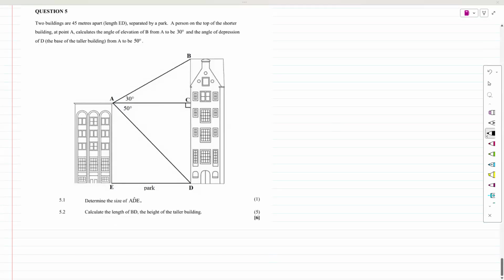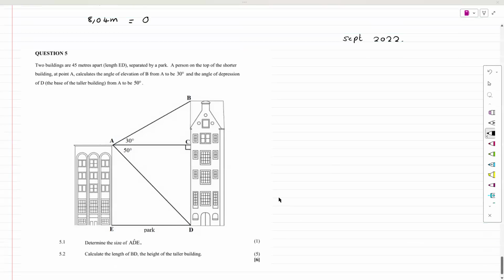Okay, the next question we go on with is from September 2022. This is a common paper. There are two buildings that are 45 meters apart, which is the length ED. So they gave us this is 45 meters. They're separated by a park. That's fine. A person is standing on top of the shorter building A. Okay.